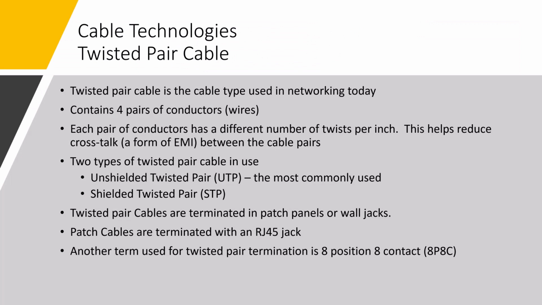Twisted pair cables are terminated in the walls on a wall jack and in a wiring closet in a patch panel. Patch panels and wall jacks are terminated with an RJ45 jack. Another term you'll hear for that jack is an 8 position, 8 contact, or 8P8C jack.